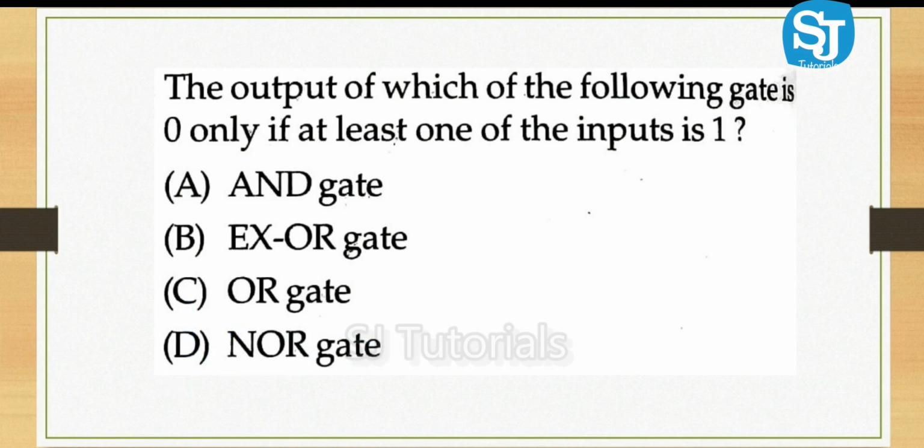Why? We know the NOR gate truth table: if both inputs are low or 0, the output becomes 1. Otherwise, the output becomes 0. That means if any one of the inputs is 1, the output becomes 0. For the NOR gate, 0 1 as input, the output becomes 0. 1 0 as input, the output becomes 0 again. 1 1 as input, the output becomes 0 again. So in a NOR gate, if any one of the inputs is 1, the output becomes 0. So the answer is D.